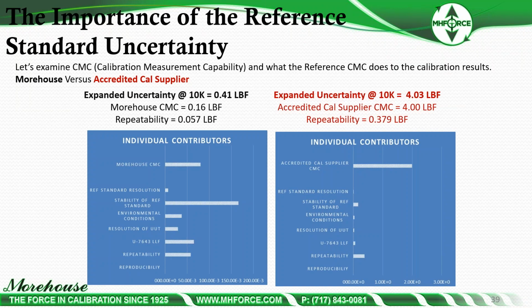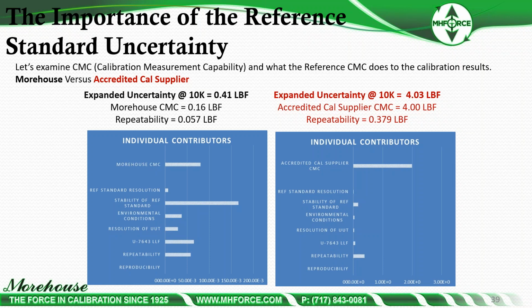So what we can do is examine the CMC and what the reference CMC does to calibration results, Morehouse versus an accredited cal supplier. When we did this, this is not this example, this is a 10,000 pound load cell. We calibrated it, used all these contributors. This is our 10,000 pound standard.